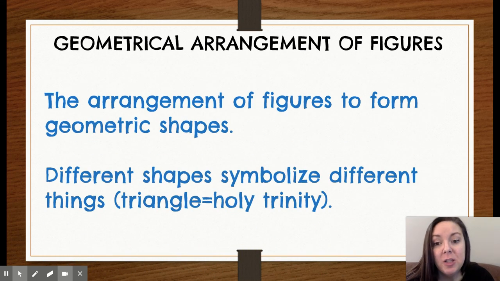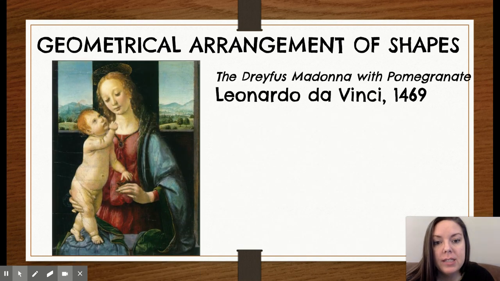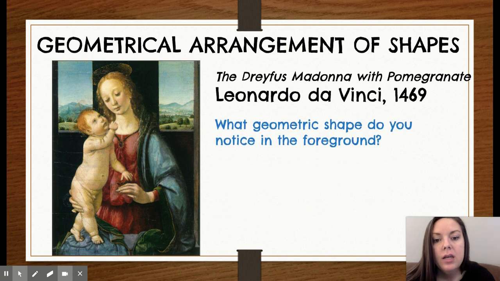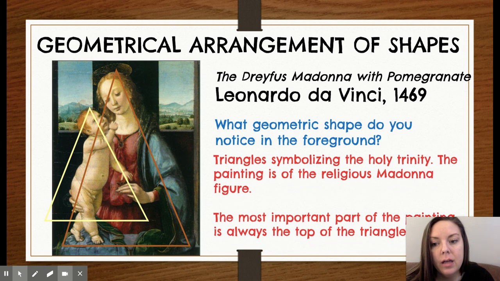Geometrical arrangement of figures. This is the arrangement of figures to form geometric shapes. Different shapes are going to symbolize different things. So we're often going to see in Renaissance art the arrangement of things into triangles to represent the Holy Trinity. If we look at this painting of the Madonna, so this is by Da Vinci in 1467, you can see we have the triangle with Madonna and baby, and then we also have the rectangles in the background of the windows.